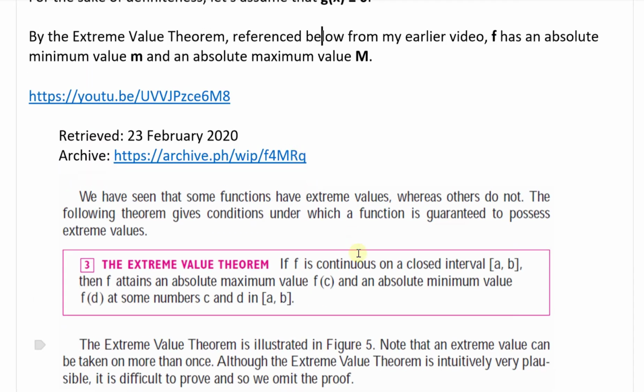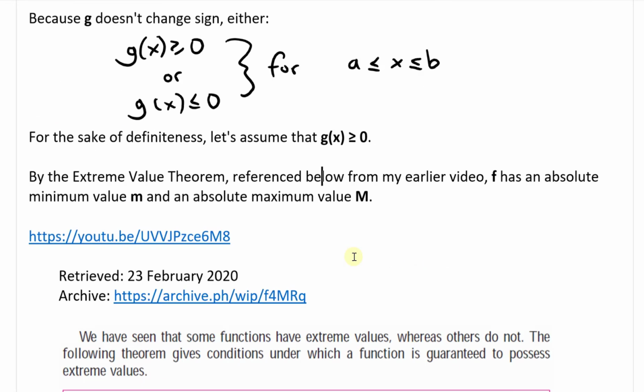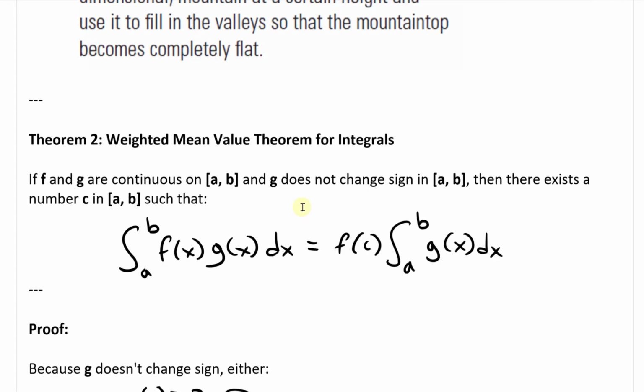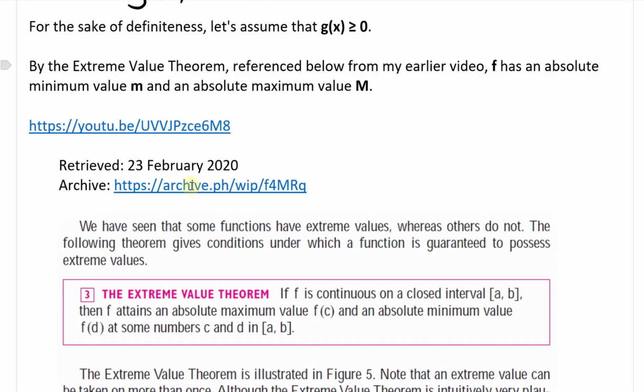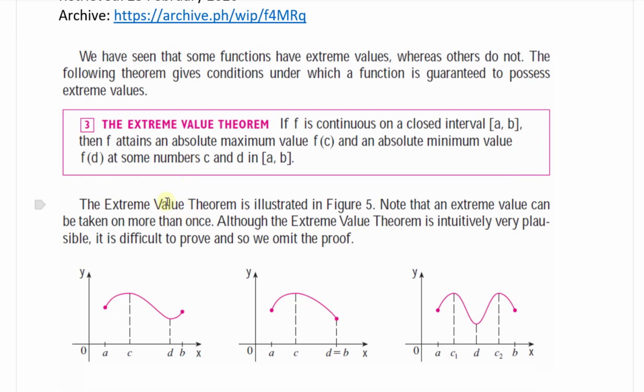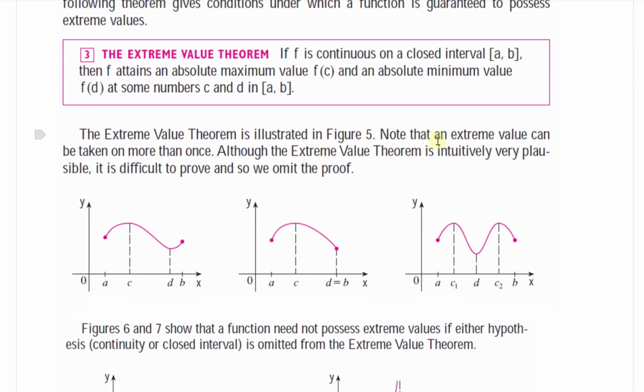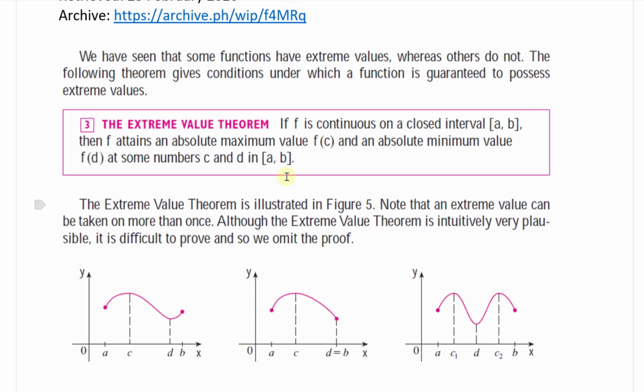Now, in our case, f is continuous from a to b, so it has absolute minimum and absolute maximum values. Here, the extreme value theorem is illustrated in Figure 5. Note that an extreme value can be taken on more than once, as over here. In this case, c is the highest and d is the lowest, and c is the absolute max. And d is equal to b in this case, the absolute minimum. And here we have two absolute maxima, c1 and c2, and one absolute minimum at d over there.